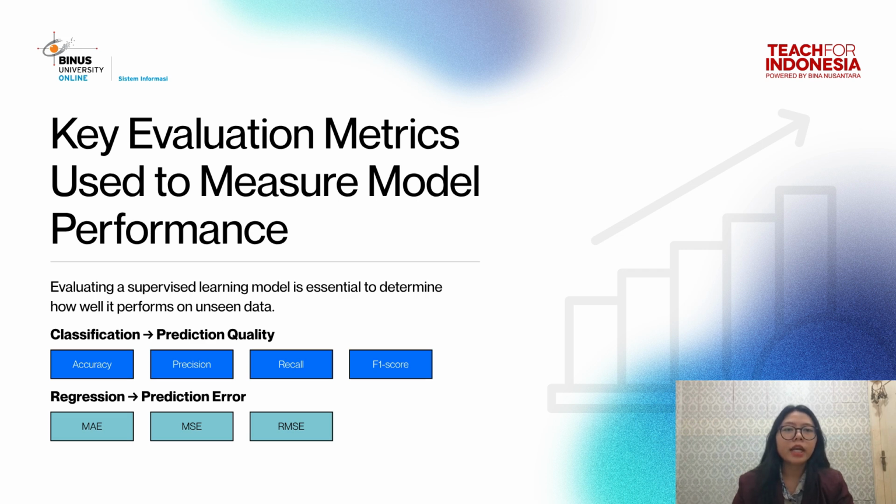In summary, classification metrics evaluate the quality of category predictions, while regression metrics evaluate the magnitude of prediction errors. Selecting the appropriate evaluation metric is essential because it allows us to measure model performance accurately and make informed decisions when comparing different models.